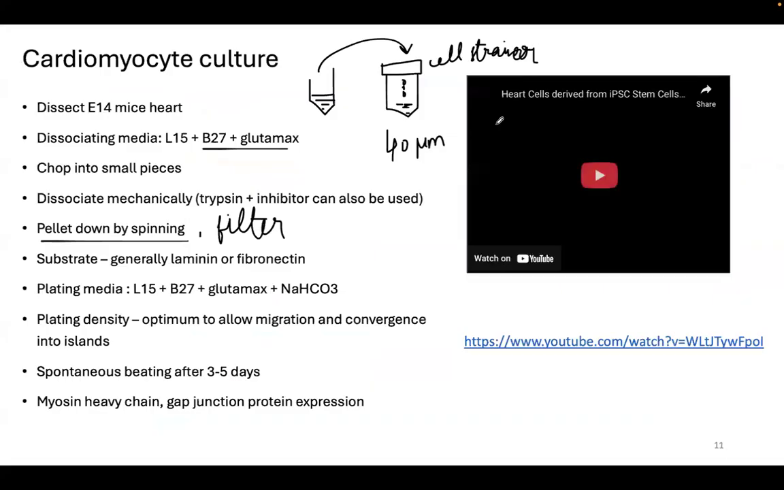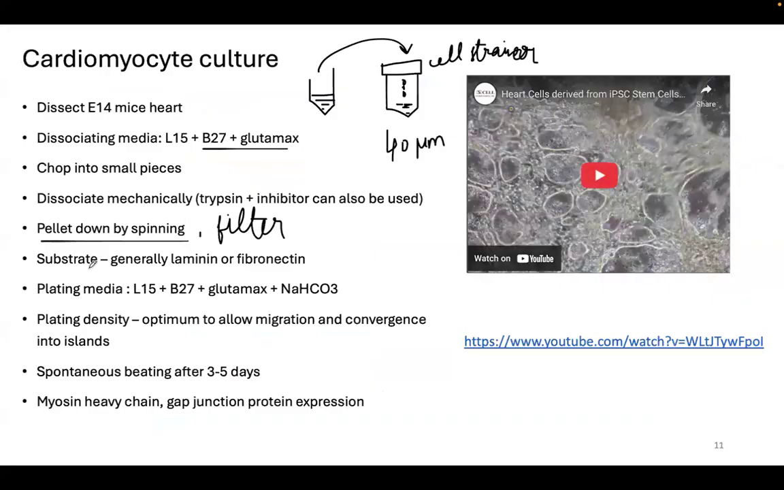Alrighty. So that's how the cell strainer works. And then a substrate that allows heart cells to grow well: laminin, fibronectin. Again, some of these are newer names, but you don't necessarily need to remember this. For the plating media, we just add some sodium bicarbonate to it so that it's buffered when it's in a 5% CO2 incubator. Plating density, again, is very similar.